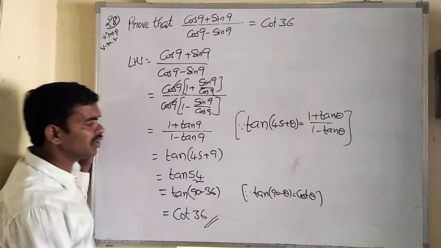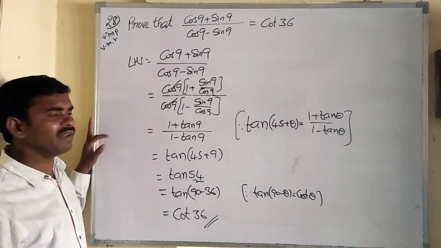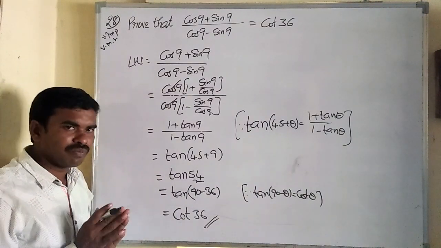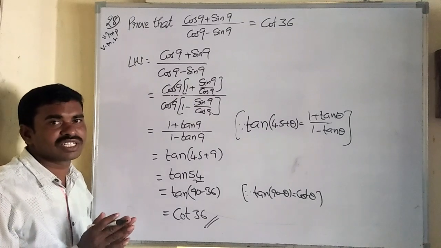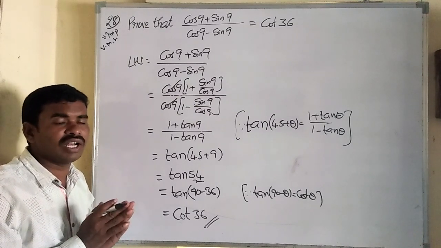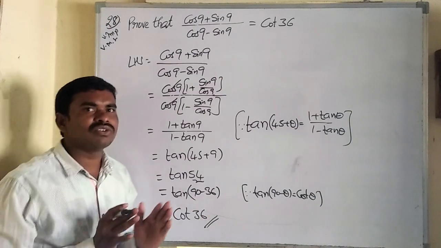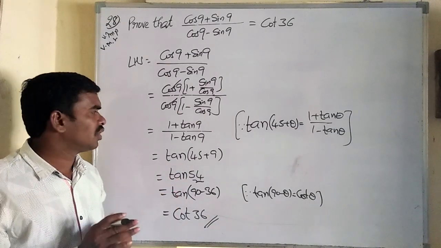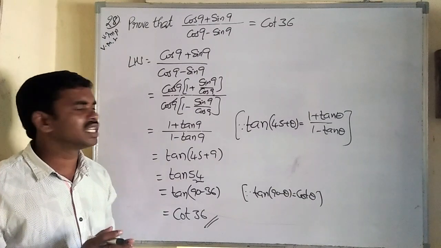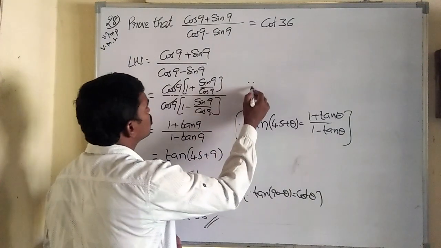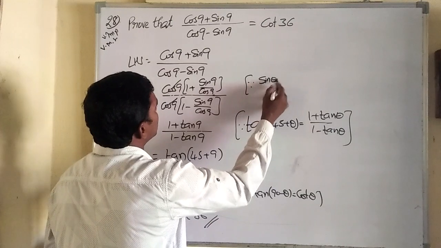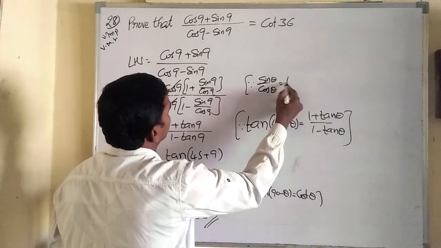In part 2 I told you about these functions also. That's why trigonometry needs patience. Start from part 1, then part 2, then part 3. If you study my videos in order, you will understand easily. Here also I used one formula, that is sin theta by cos theta is equal to tan theta.